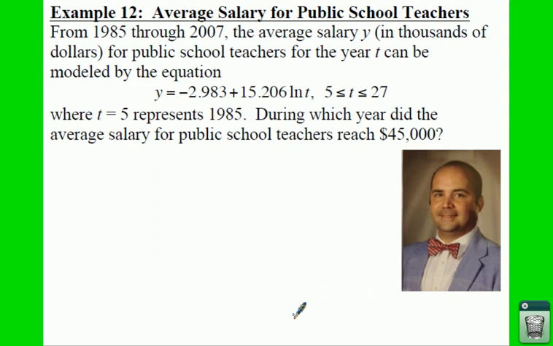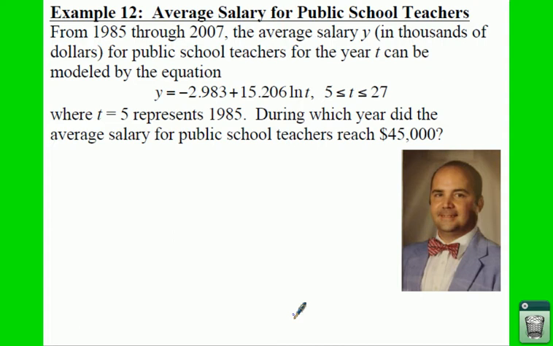Finally, the last example. The best looking example, if I do say so myself. Here we're talking about the average salary for public school teachers. So from 1985 through 2007, the average salary in thousands of dollars for public school teachers for the year T, so we're not using X here, we're using T, can be modeled by this equation: y equals negative 2.983 plus 15.206 natural log of T. And this is where T is between 5 and 27. T represents 1985. So if you had a 10, that'd represent 1990, 15, 1995, on and on.